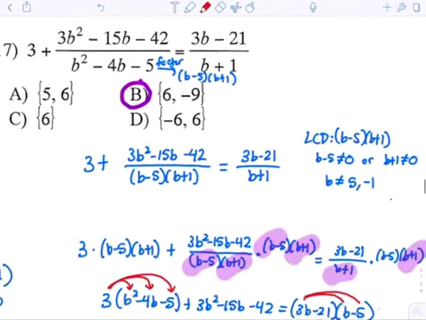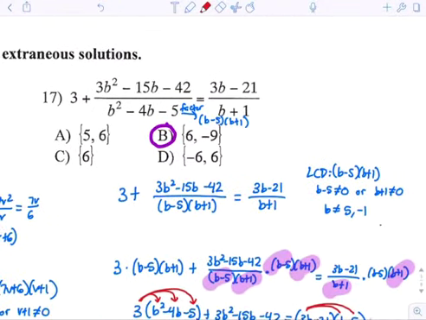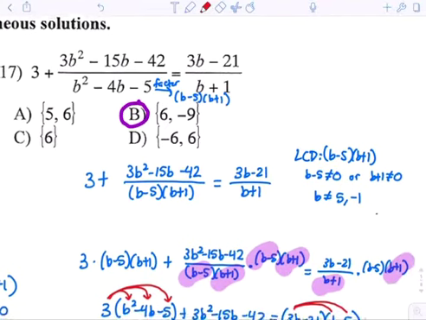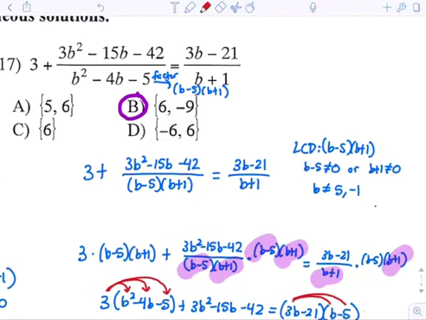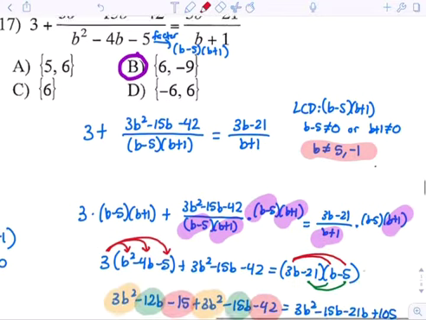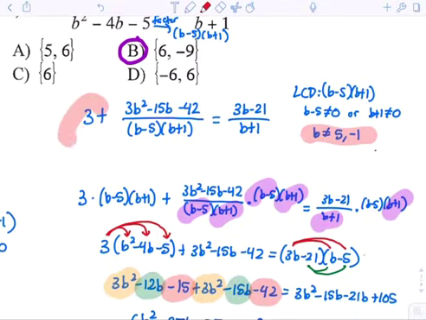Now let's take a look at this one. Okay, so for 17, just factor out that denominator, which is b minus 5 times b plus 1. Okay, now for here, LCD is this one, right? And then make sure you set them equal to 0 or not equal to 0 so that you guys know your excluded values. Okay, then from here, we just multiply each part by the LCD.